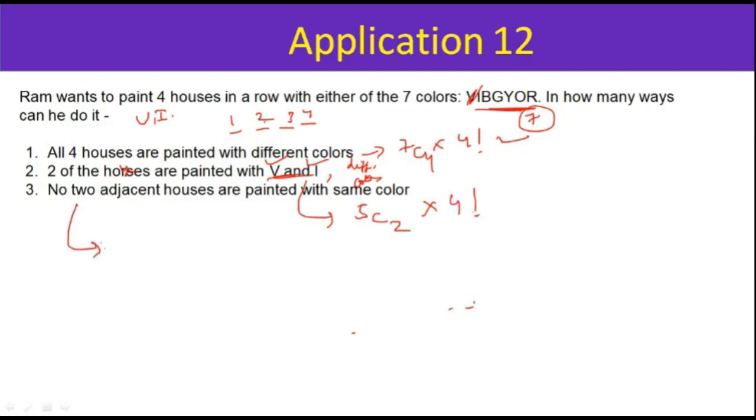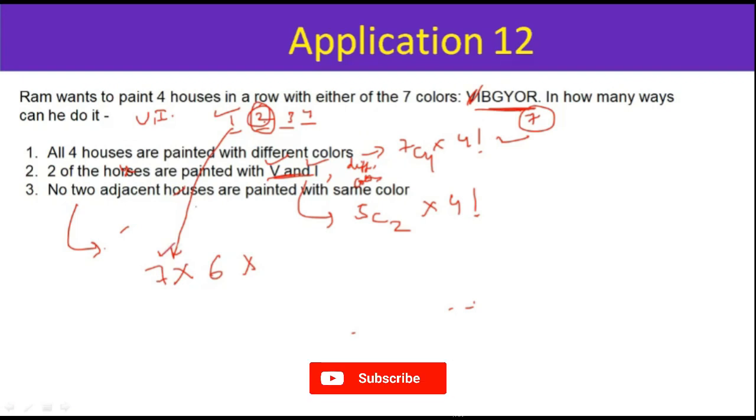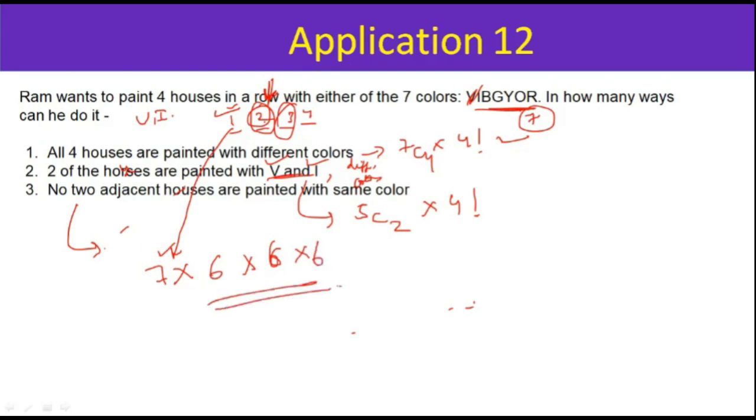The answer to the third question: no 2 adjacent houses are painted with the same color, right? For house number 1, I have how many possibilities? 7 possibilities. Whatever color I have chosen for house number 1, I can't choose the same color for house number 2. So for house number 2, I have 6 possibilities. Now for house number 3, again 6 possibilities, because out of 7 colors I can't use the color that I've used in house number 2. Apart from that, I can use the color I've chosen for house number 1. So 7 minus 1, 6. Similarly, for house 4, I have 6 possibilities. So the answer to question number 3 should be 7 into 6 into 6 into 6.